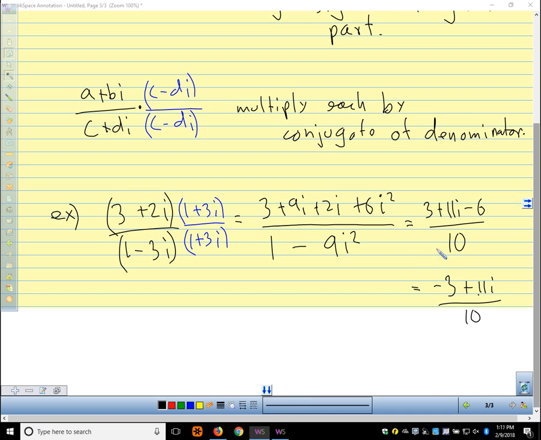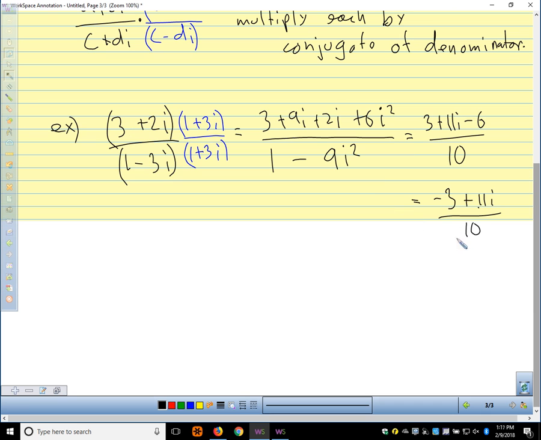If you wrote your answer like this, I would be fine with it. But technically, to be in standard form, we need to write it like this. This technically is standard form. So if the problem says write it in standard form, that would technically be standard form. I'm fine with it written like this. But just be aware that if you look at the answer in the book, it's going to look like this.